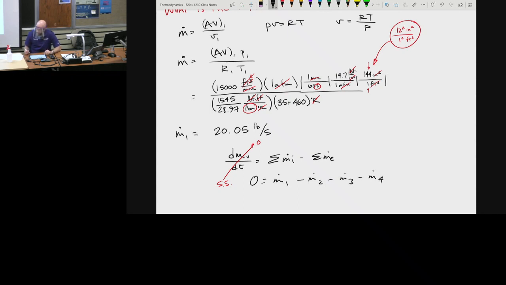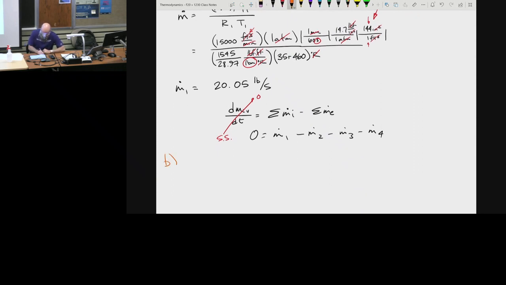Now, let's look at the next question that they ask us in this problem. The next question they ask us is, what is the volumetric flow rate at 2 and 3? Part B says, what is the volumetric flow rate at 2 and 3? And the thing is, 2 and 3 are the same, so we don't have to do two calculations. One calculation will do it for us.